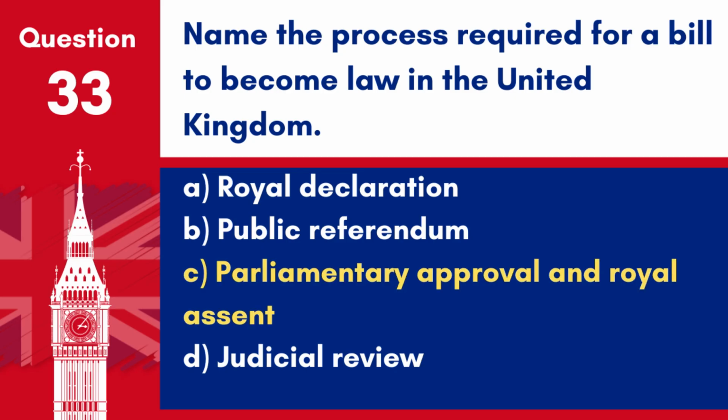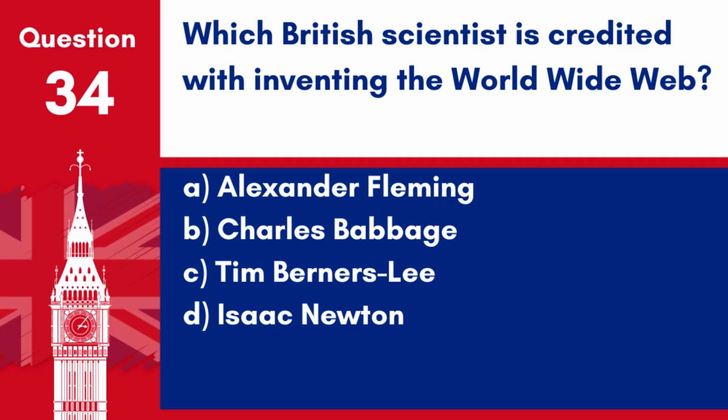Answer: C. Parliamentary approval and royal assent. A bill must be approved by both Houses of Parliament and receive royal assent from the monarch to become law in the UK.